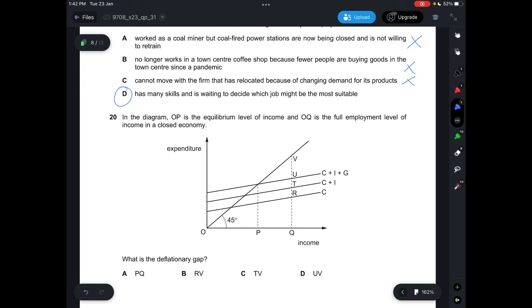So here we have to take the total income. In this case it would have to be the full employment level of income in a closed economy, which means there's no X minus M. So the maximum point will only have to be C plus I plus G. The highest point of income will be the point Q. For our income, that will be V, and for our expenditure, that would be at U. So the difference would have to be between V and U, which means the answer is UV. The answer would have to be D.